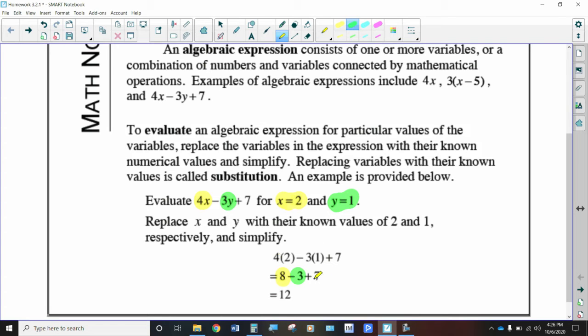And because this expression is only addition and subtraction, you just go from left to right. 8 minus 3 is 5, and 5 plus 7 is just 12. So this expression, after being evaluated for x equals 2 and y equals 1, has a value of 12.